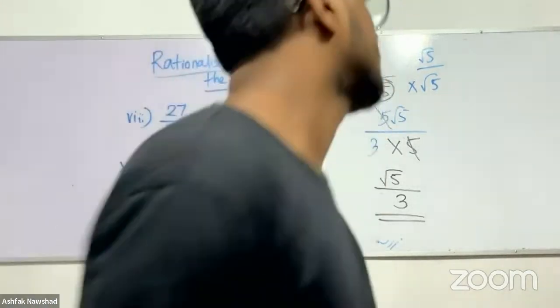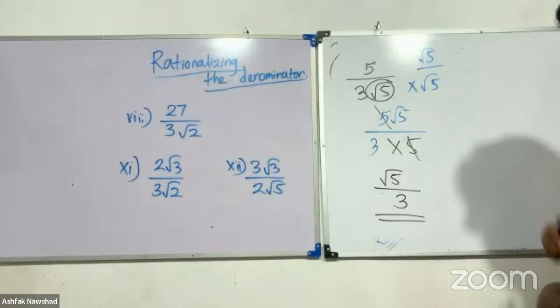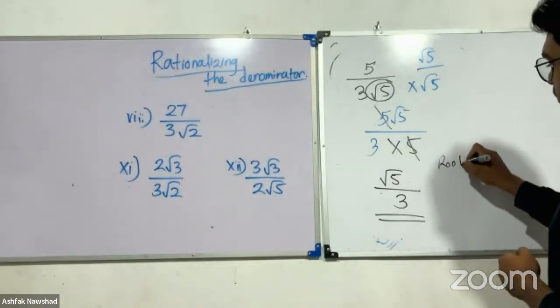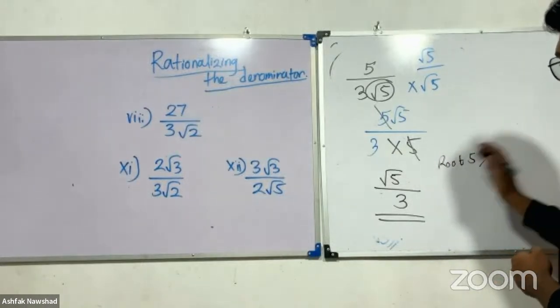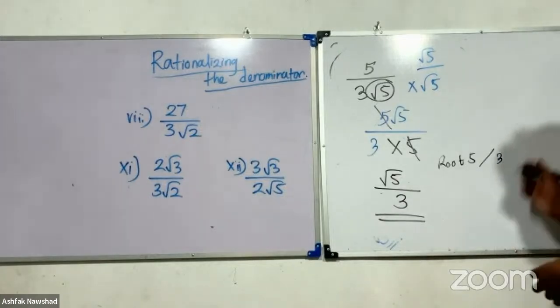When sending answers in the chat for an answer like this, you can type root 5 over 3, as root 5 slash 3.